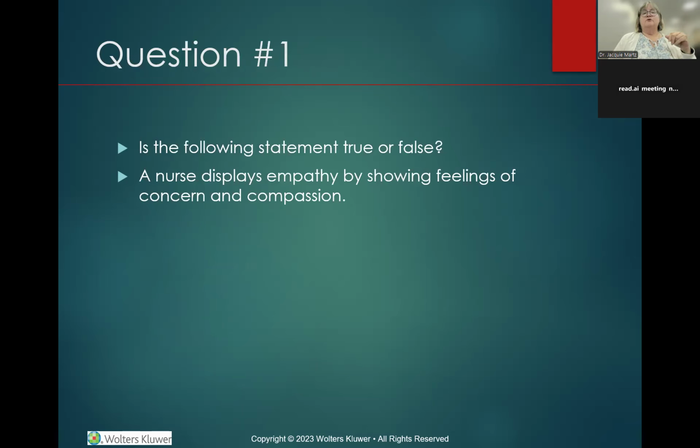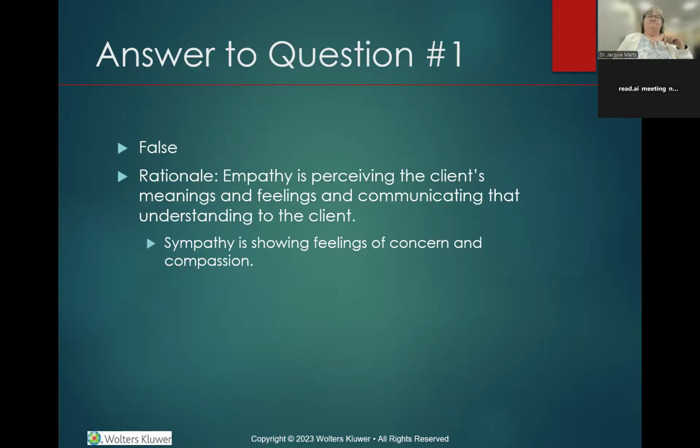So, is the following statement true or false? Nurse displays empathy by showing feelings of concern and compassion. That is false. Empathy is perceiving the client's meanings. Sympathy is where you show them concern and compassion. Oh, I'm so sorry that happened to you. Yeah, no.